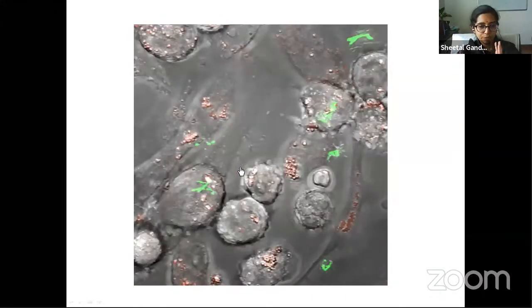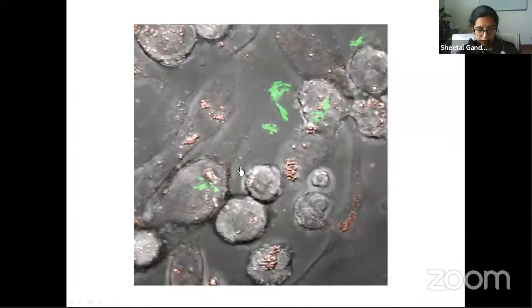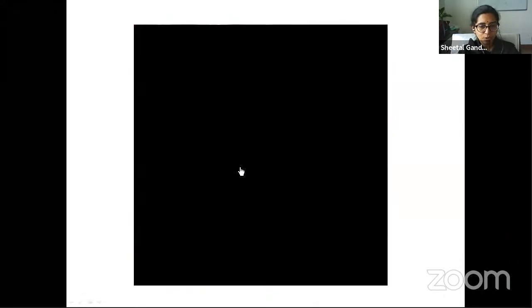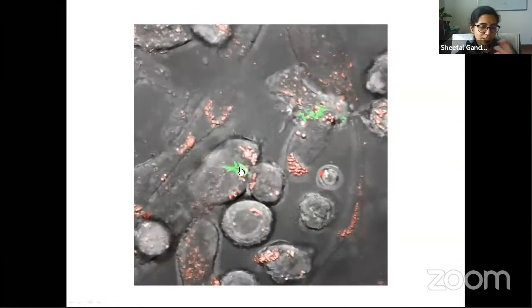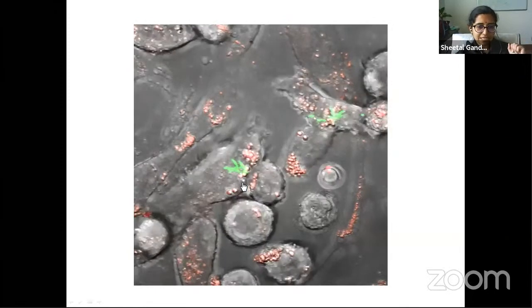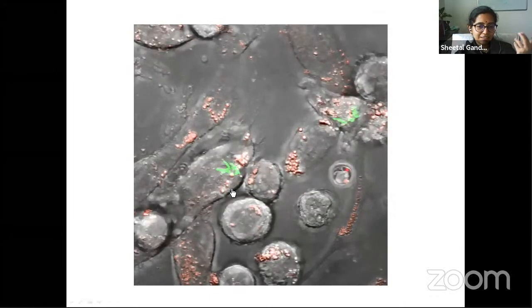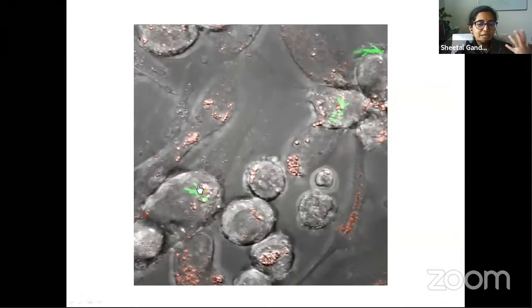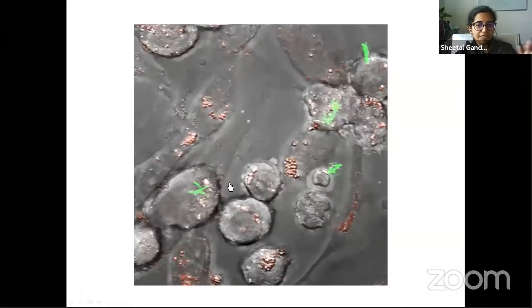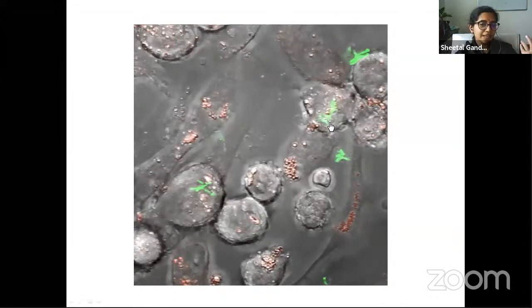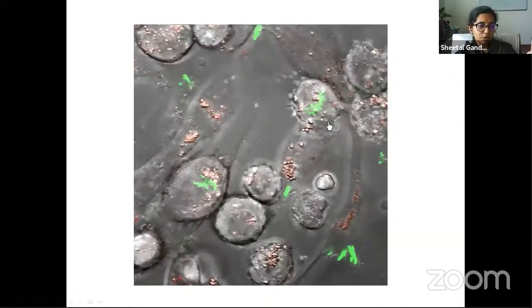So we use this for these kind of live cell imaging experiments because it's non-pathogenic, so we can use it in our live imaging facility. And what we were fascinated by is the fact that the bacteria seem to be latching onto these lipid droplets and moving about in the cell associated with these lipid droplets.